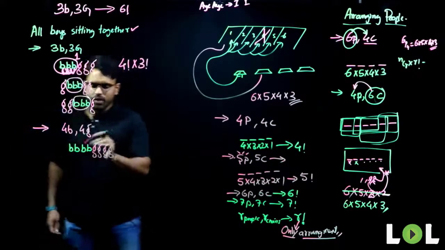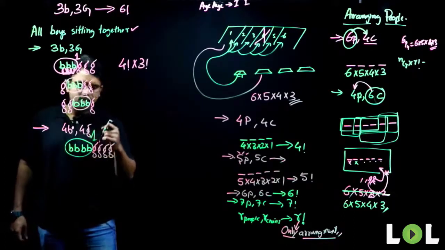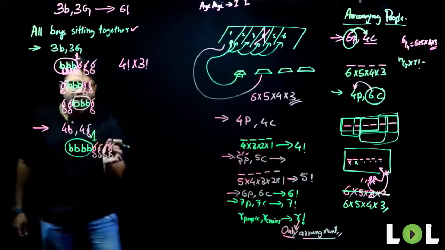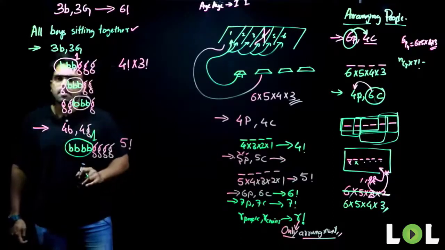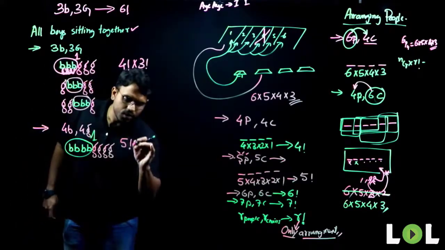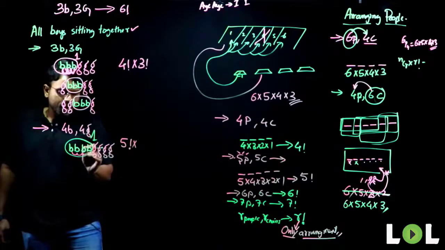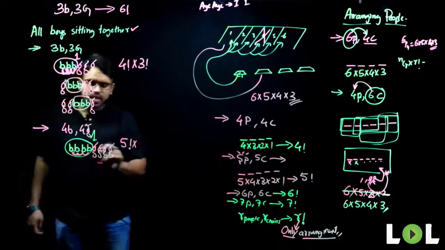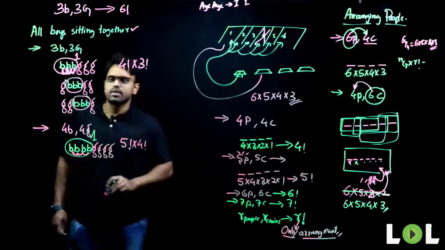Okay, now 4 boys, 4 girls. They move as a single unit, so I have to consider them as a single unit. I have written a big one here. 4 girls and 1 single unit. 5 people can be arranged in how many different ways? They can be arranged in 5 factorial ways. Next, these boys can be rearranged among themselves. In how many different ways can 4 people be arranged? 4 factorial ways. So this gives me my answer.